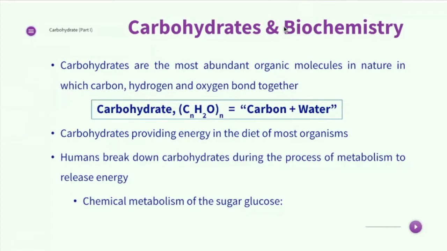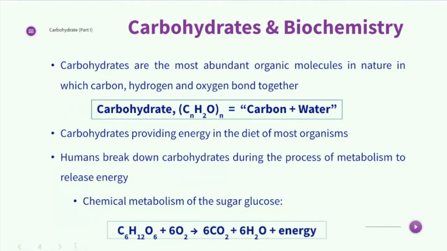So carbohydrates are the most abundant bioorganic molecules in nature. They consist of carbon, hydrogen, and oxygen bonded together. So this is the empirical formula for carbohydrate, C, H2O, and the number of atoms. So it comprises carbon and water. The main role or function of carbohydrate is to provide energy in the diet of most organisms. So humans will break down carbohydrates during the process of metabolism to release energy.